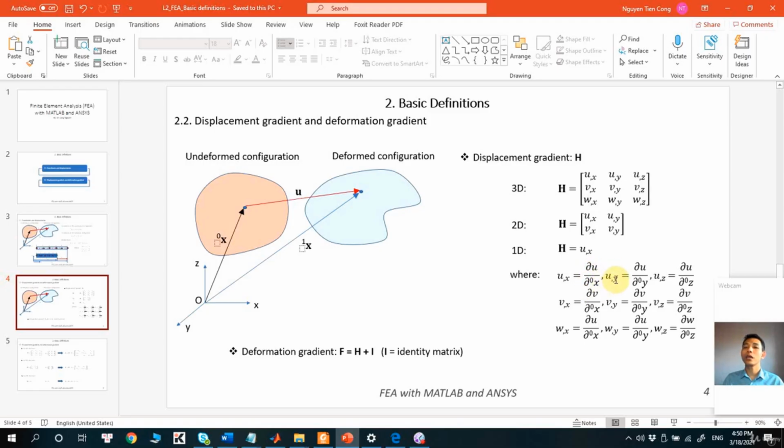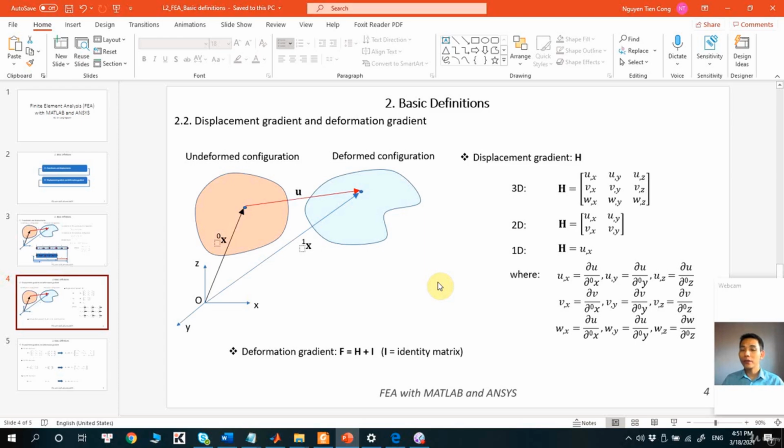u,y is the derivative of displacement u with respect to the y coordinate, and so on. In 2D, we simply take the first four components of this matrix, which are u,x, u,y, v,x, v,y. For 1D, it becomes only u,x. That is the displacement gradient. And now one more term, the deformation gradient.